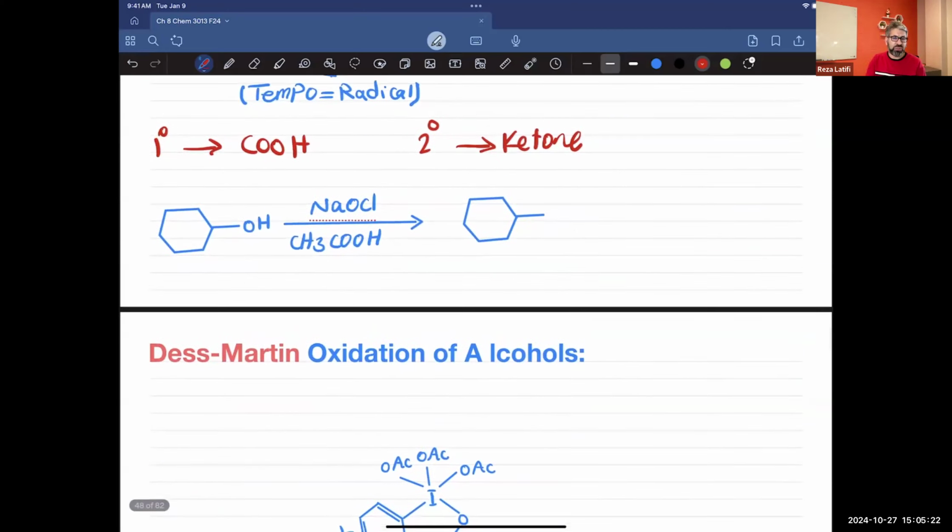Okay. Now, what if it's a secondary alcohol? It's a secondary alcohol, regardless of the situation, and at most, it can give you a ketone. So that's going to be the final product. It will be ketone. This is a secondary alcohol, and we got ketone.